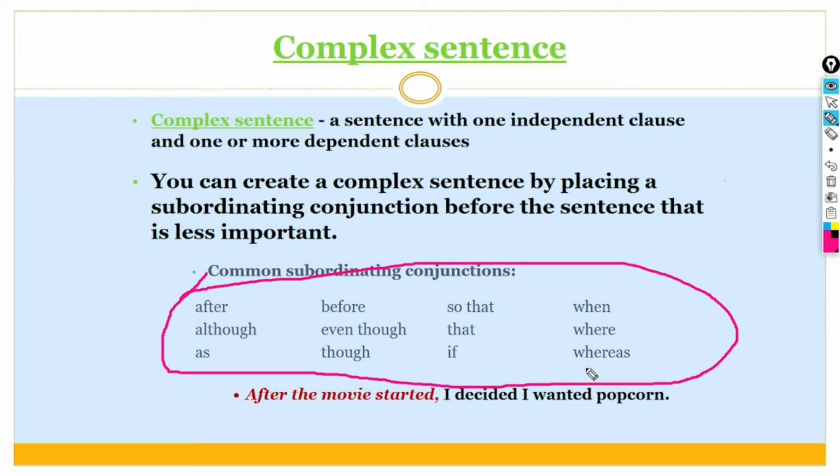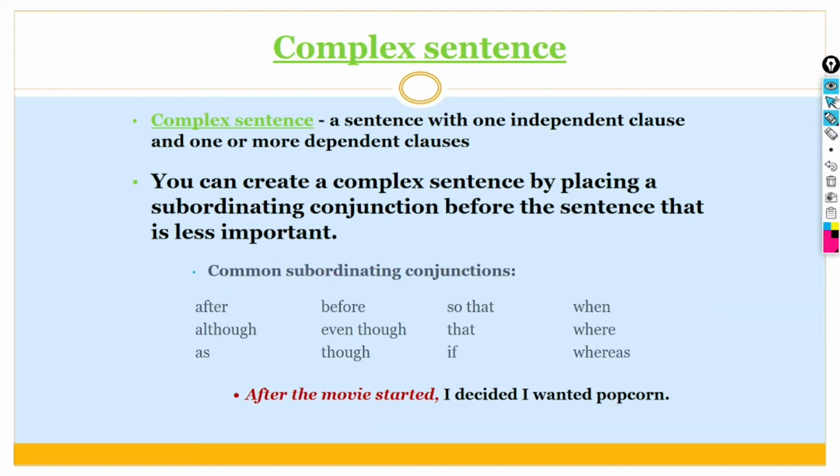Here I am going to share one example: after the movie started, I decided I wanted popcorn. In this sentence, we have two clauses. One is the dependent clause, after the movie started, and I decided I wanted popcorn is the independent clause. So it's a combination of a dependent and an independent clause.